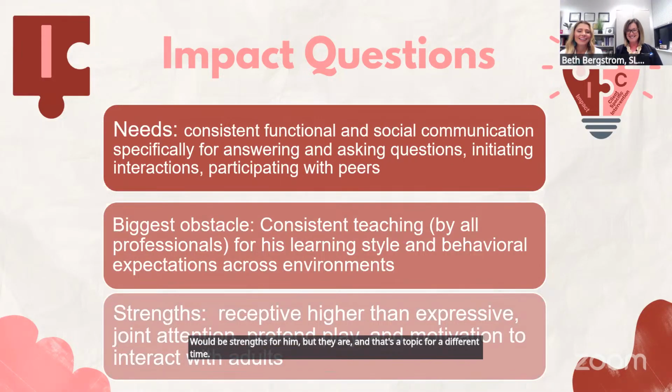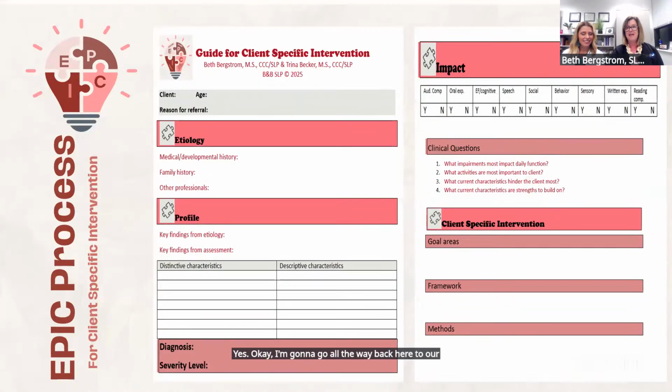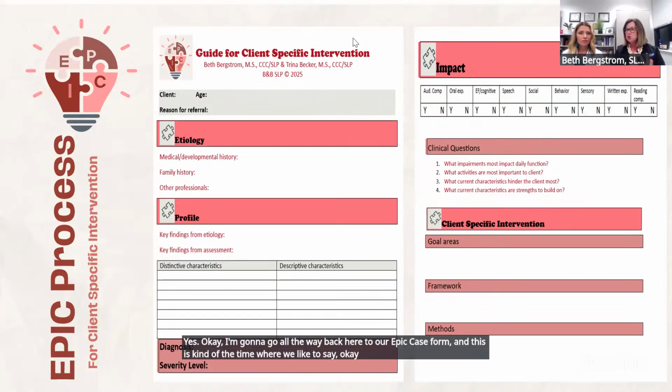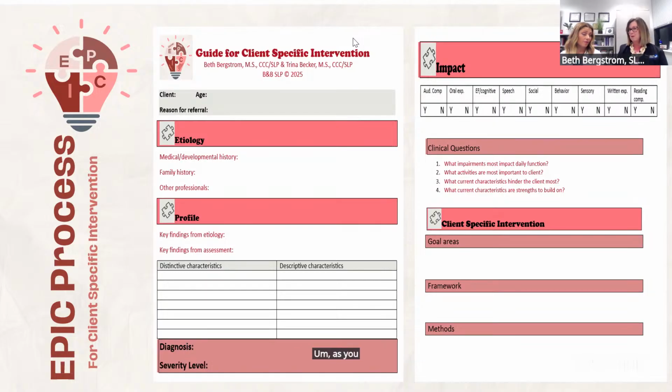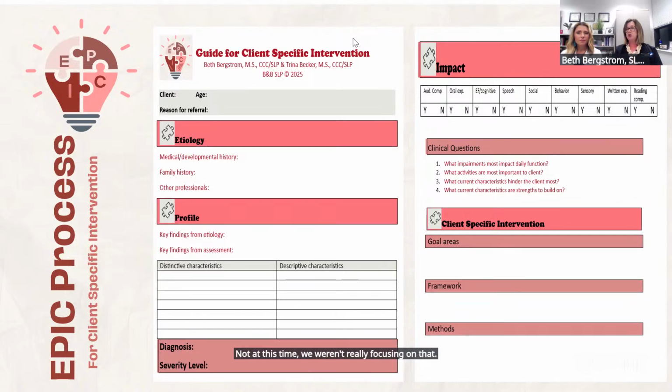Okay, I'm going to go all the way back here to our EPIC case form. This is the time where we like to make sure we're thinking about him globally and about all of the impacts here. So as the one who was working with him, in his present day, is auditory comprehension a concern? No. Okay, so nothing you're writing goals for. Oral expression? Definitely. EF and cognitive? Not at this time. We weren't really focusing on that. Okay. Speech.